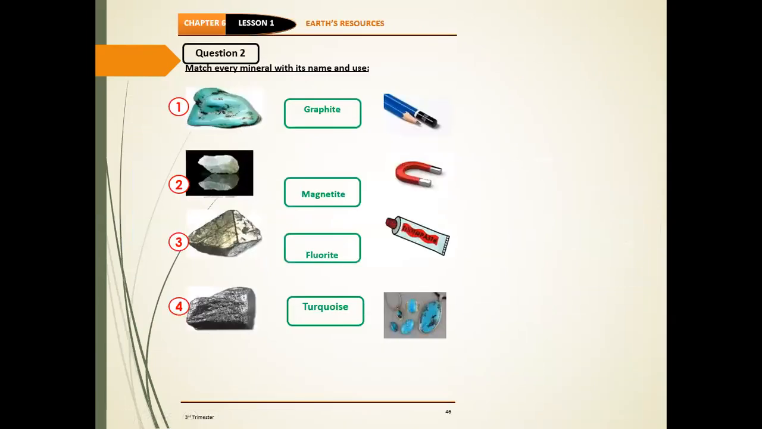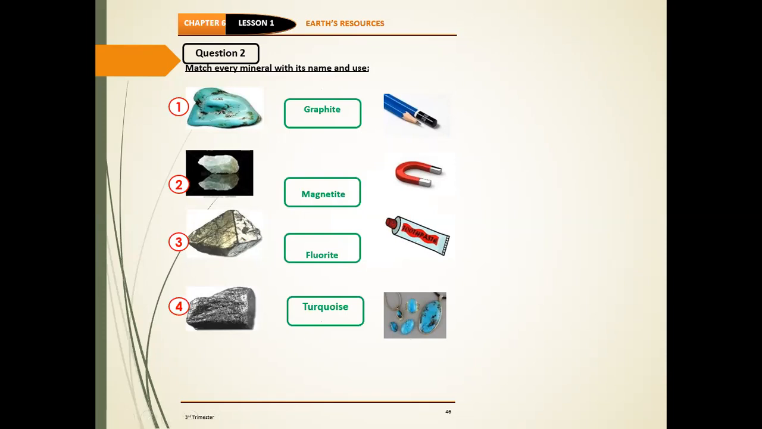Okay, now we are gonna come to solving the pages in your resource pack. Okay, and then the homework will be at the end. Okay, here in page 46, you're having question 2, match every mineral with its name and use. So those are the shapes of the minerals. Can you see? I gave them colors, in numbers, and then I will put the numbers here beside the name and beside the picture or the use of it.